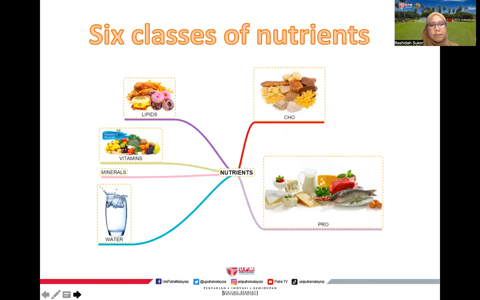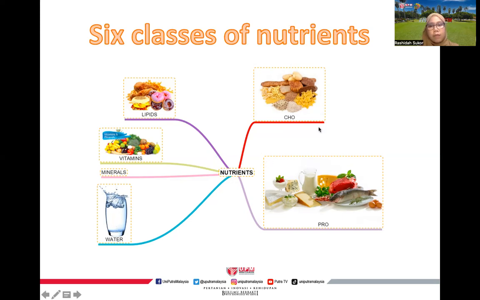We will also discuss metabolic syndrome, which will happen if we do not control our nutrient intake. Okay, so there are 6 classes of nutrient. The macronutrients that you have learned, these are the macronutrients. We are talking about water. Water is one of the main elements of nutrient in our body. It composes more than 60% of our body composition.